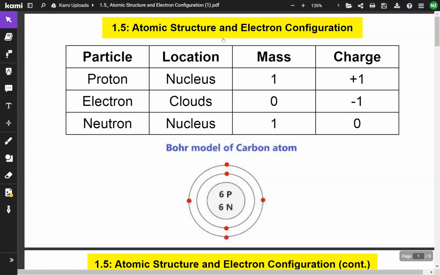All right, in this lesson, we're going to do a review of atomic structure and we're going to dig in a little bit into electron configuration. So first thing we're going to review are the three subatomic particles that you need to know.